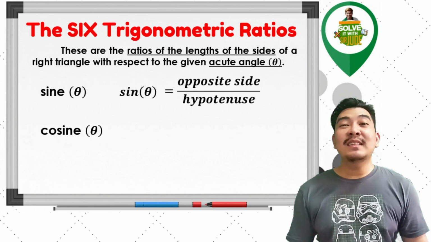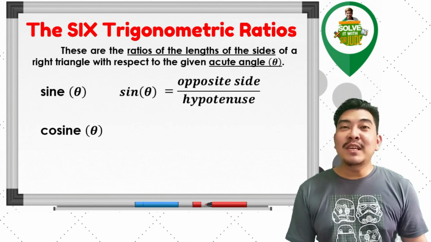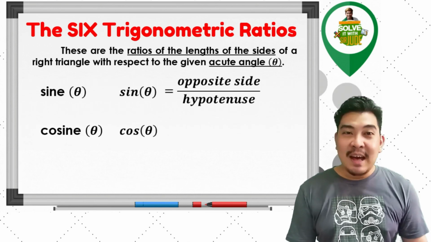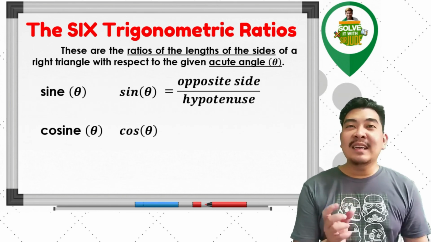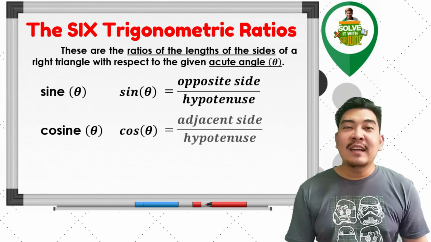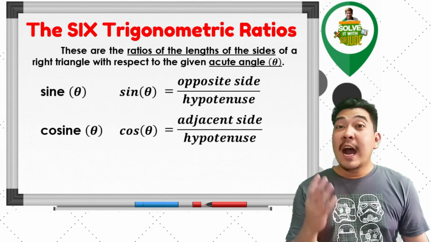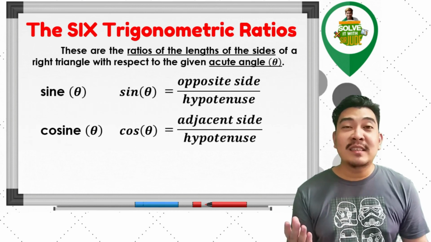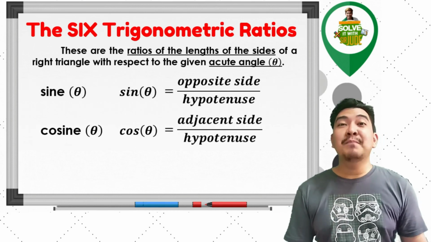The second one is cosine theta. It can be shortened as cos theta or cos of the given angle. So it stands for the ratio of the length of the adjacent side over the length of the hypotenuse.